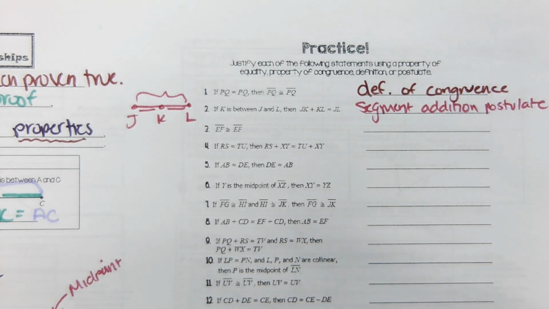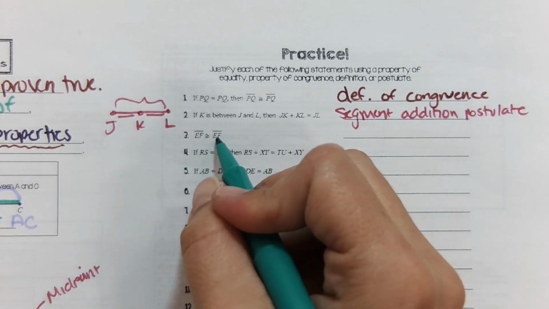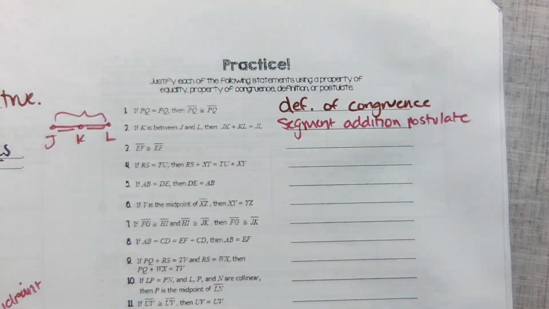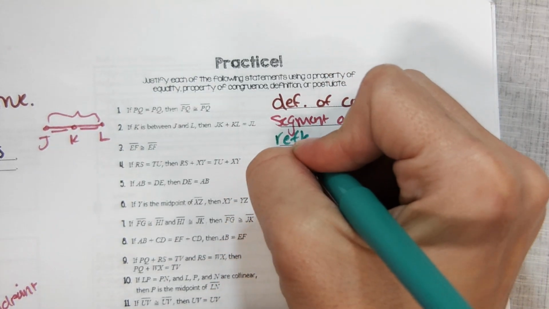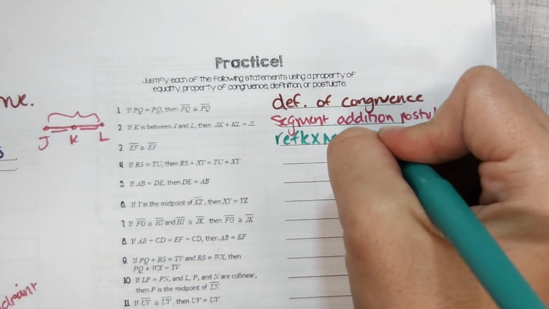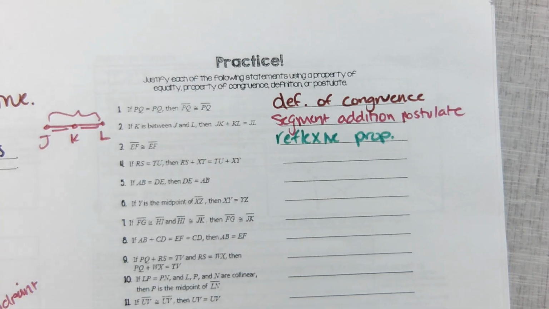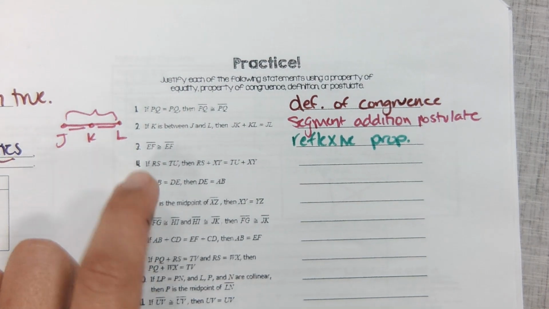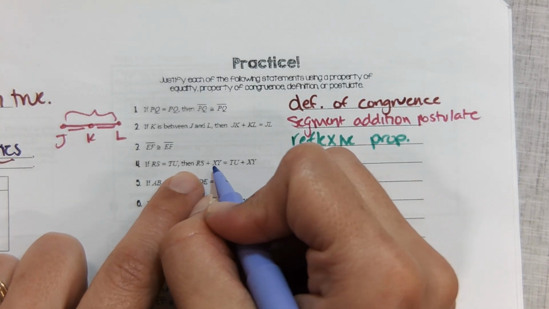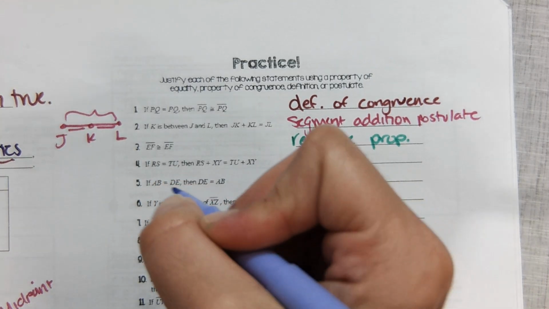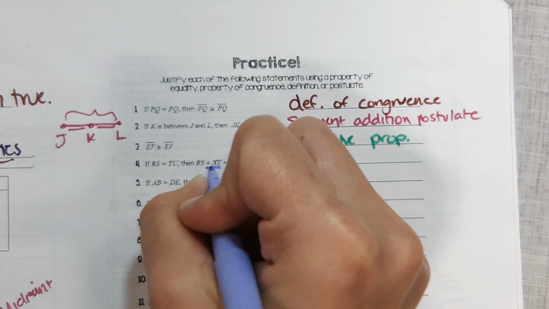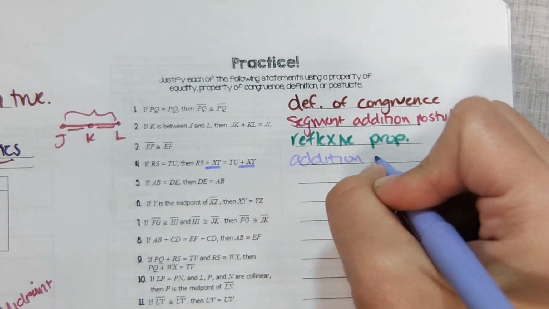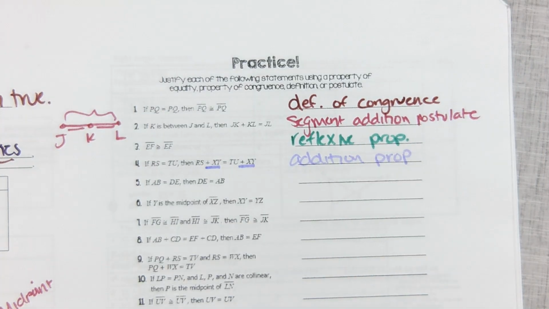Okay, the next example, EF is congruent to EF itself. Based on our examples, that is reflexive property of congruence. So reflexive property. And number 4, it says RS equals TU, then RS plus XY equals TU plus XY. So they go from this to this. They're adding XY to both sides. So that is addition property of equality.